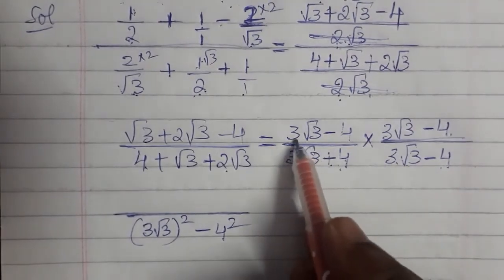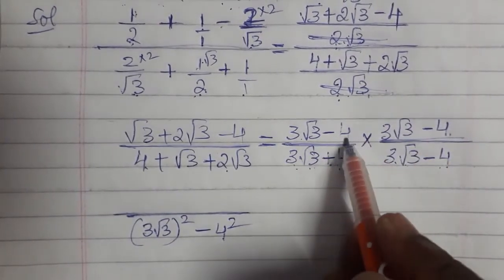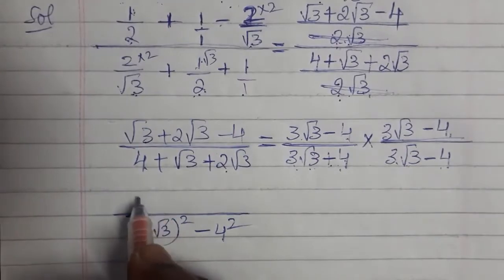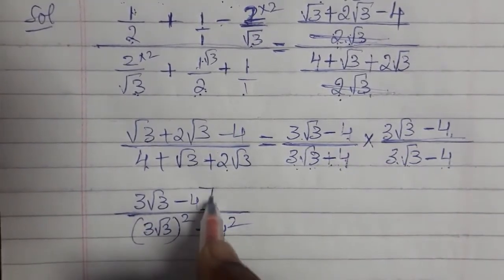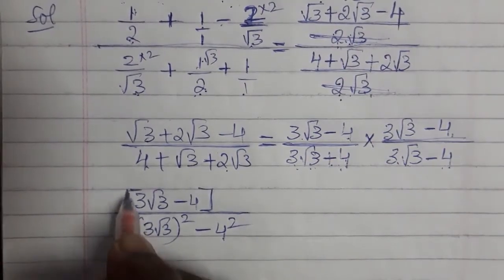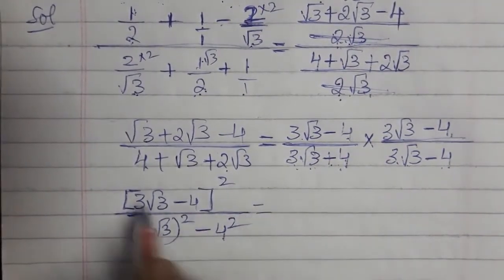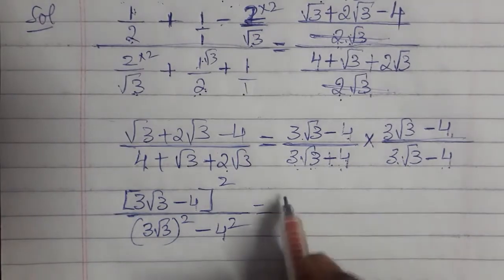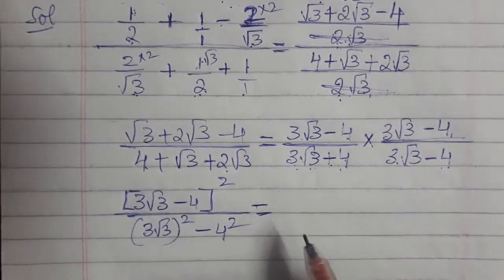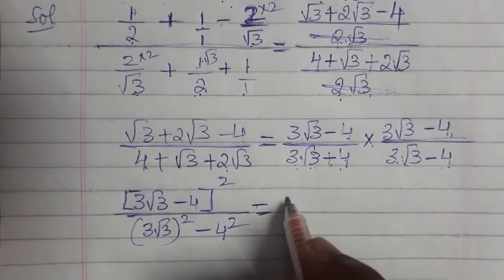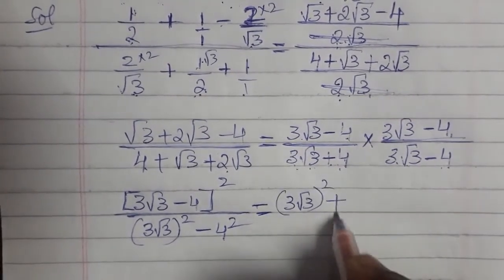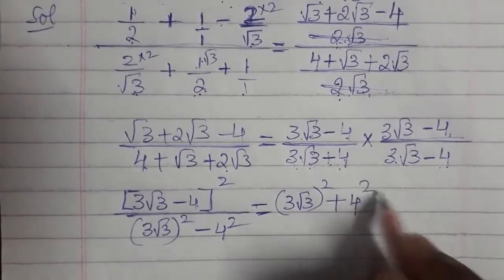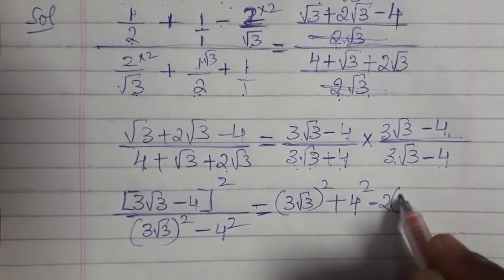Now in the numerator you can notice both are same. 3 root 3 minus 4, 3 root 3 minus 4. That means 3 root 3 minus 4 the whole square. You can write the whole square. Now here you can use a minus b whole square formula. What is a minus b whole square formula? A square plus b square minus 2ab. A square is 3 root 3 the whole square plus b square is 4 square minus 2ab.